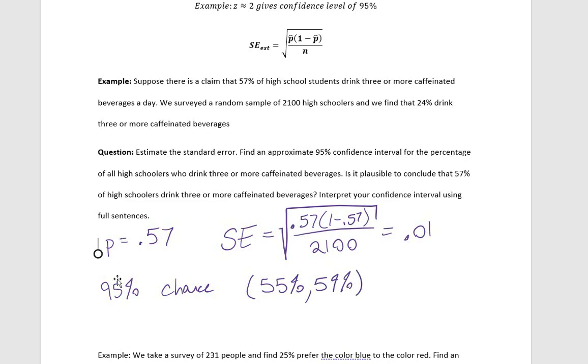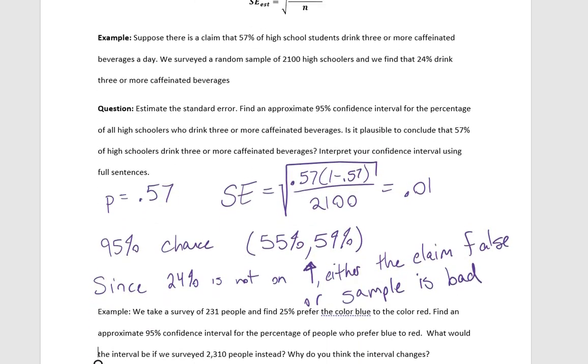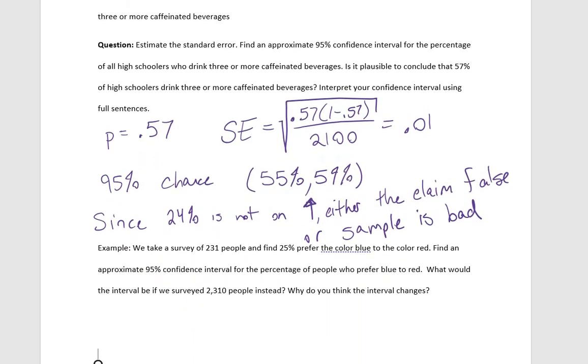Now, what this means is 2 things. Since 24% is not on this interval, either the claim is false, or our sample is bad. Those are the 2 choices that we get to make. And later on, we're going to decide which one we make.